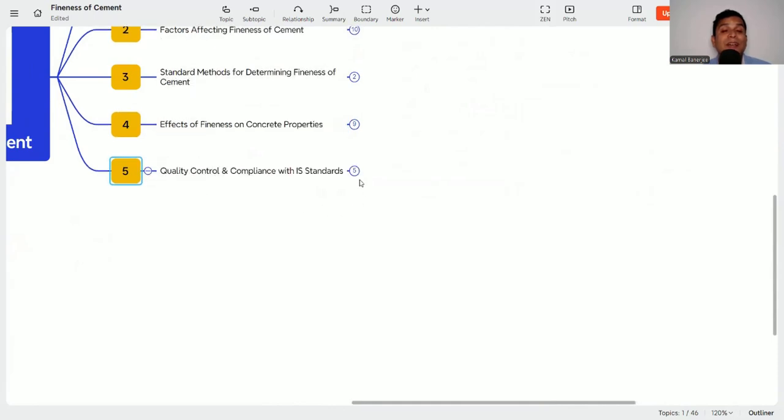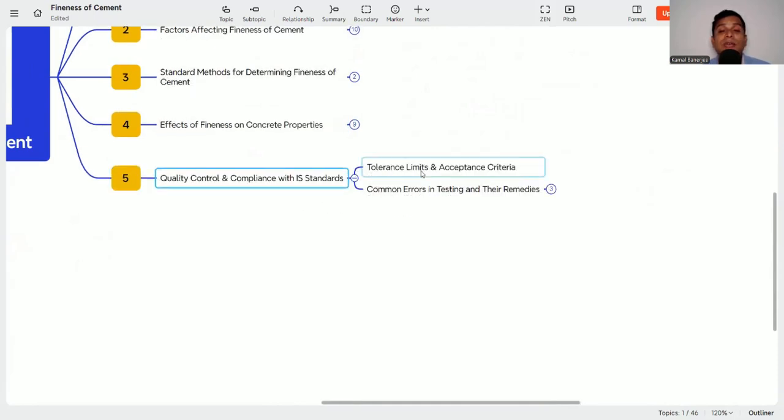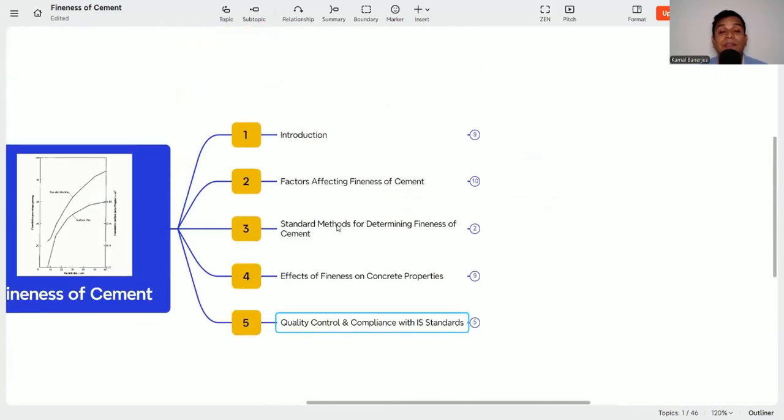Last but not the least, quality control and compliance with the IS code, the tolerance limit and acceptance criteria. As per the requirement or the guideline, whatever cement you are using, if you are using ordinary Portland cement 43 grade, then it is given in IS 269 2015, as I showed you earlier in the table. For other cement, there's a separate code. You need to check that code, and whatever fineness is given, you need to satisfy. Now, what are the common errors in testing and their remedies? I have not covered this on this page, but I will discuss it later when I discuss how to measure the fineness of the cement.